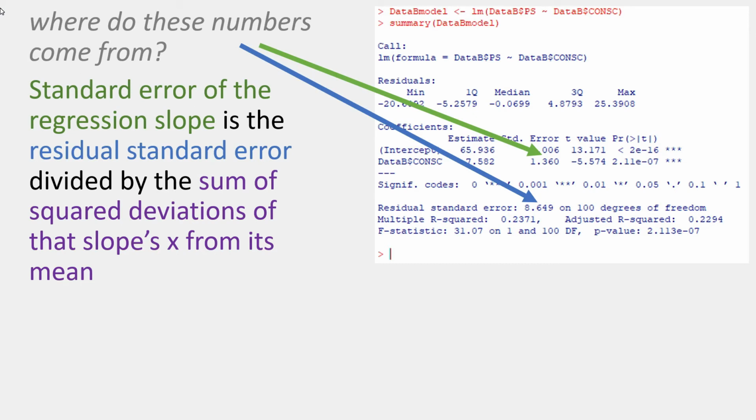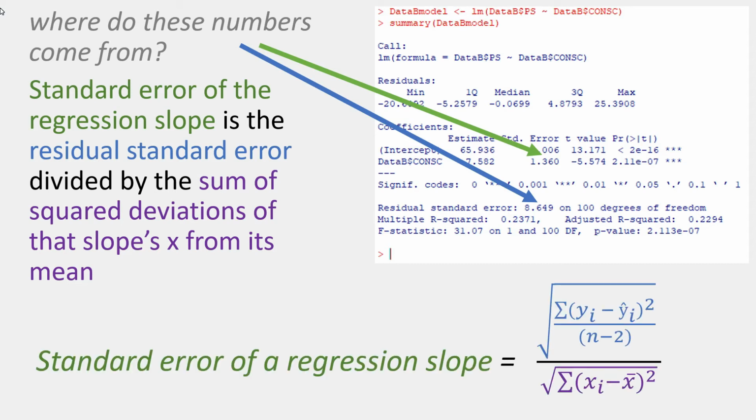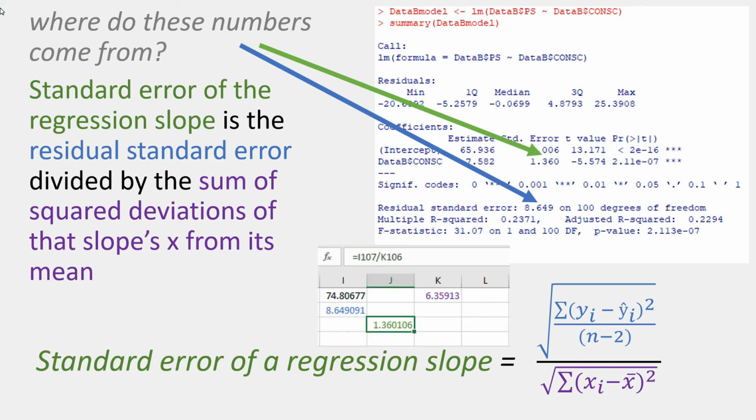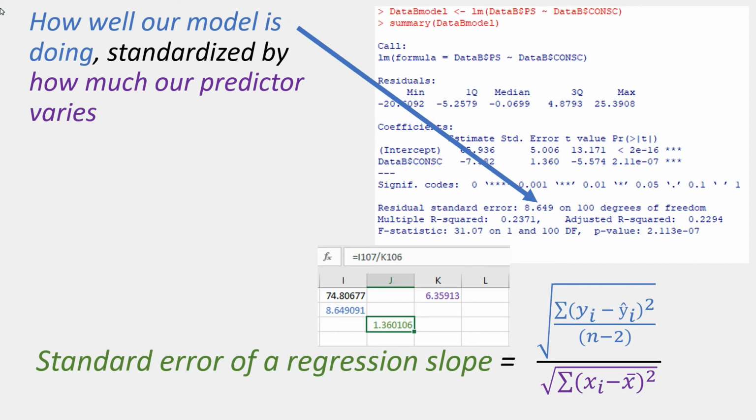What connects these is the fact that the standard error of the regression slope is just the residual standard error, how much our predictions tend to miss the actual observed y values, standardized by how much x tends to vary, in purple there. So we have how well our model is doing in blue divided by how much our predictor tends to vary in purple. We want our predictors to vary then, because look at what it's doing as a denominator in the standard error equation. As variation in x increases, standard error shrinks.